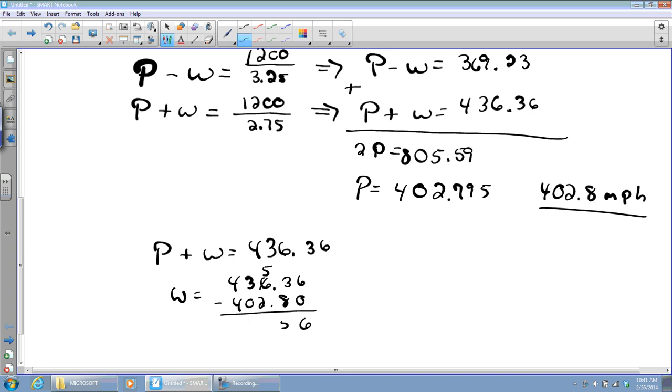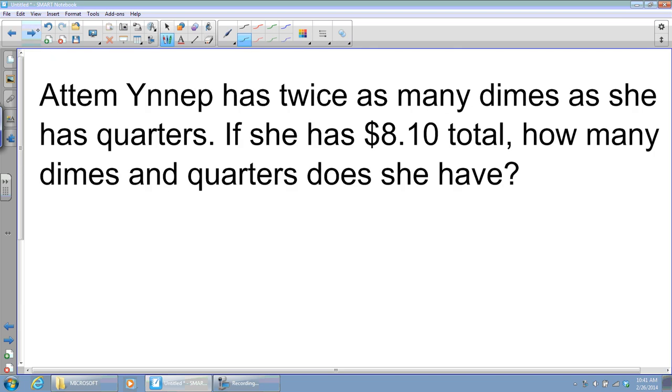Okay, and I'll get a 5 there, and I'll get a 3, 3. And it looks like the speed of the wind is 33 and 56 miles per hour. And there you go. That problem is done.